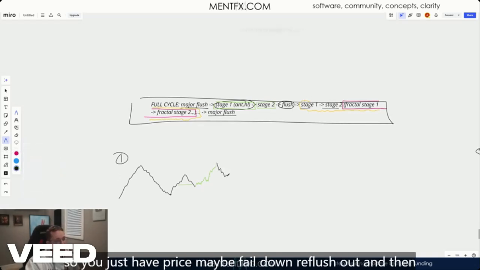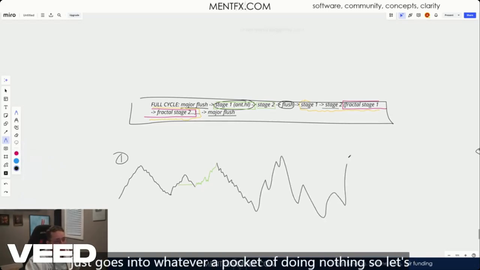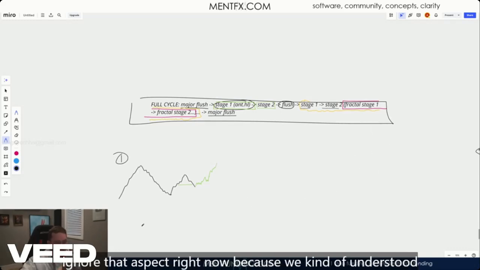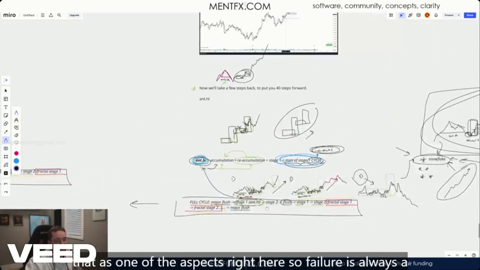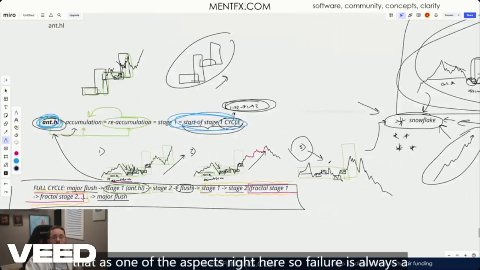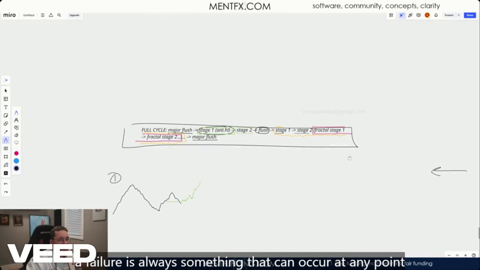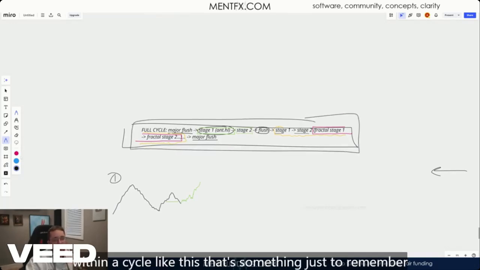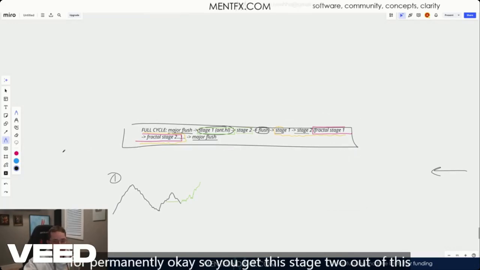So you just have price maybe fail down, reflush out, and then it doesn't set anything up, and it just goes into a pocket of doing nothing. So let's ignore that aspect right now because we kind of understood that as one of the aspects right here. Failure is always something that can occur at any point within a cycle like this. That's something just to remember permanently, okay?